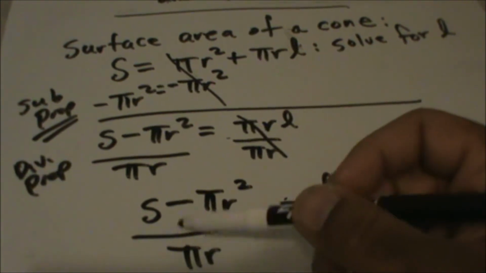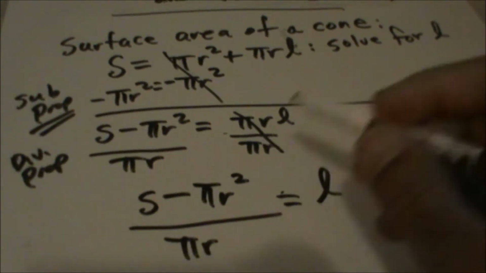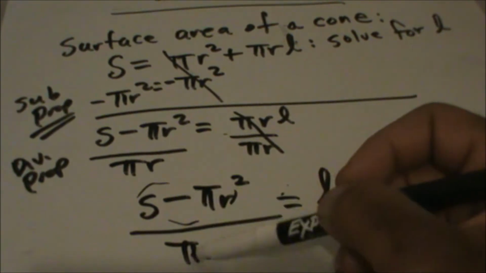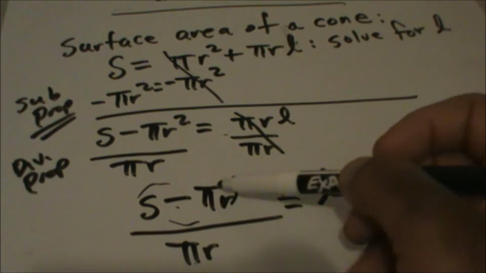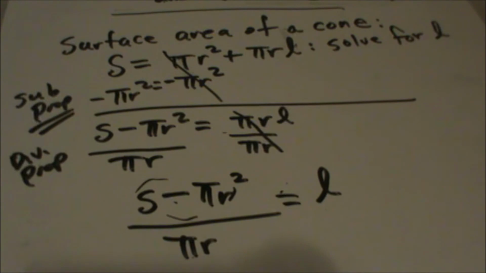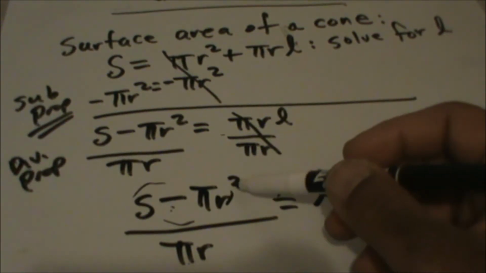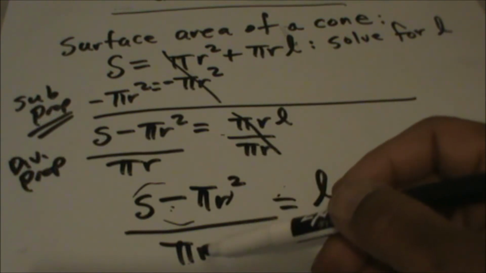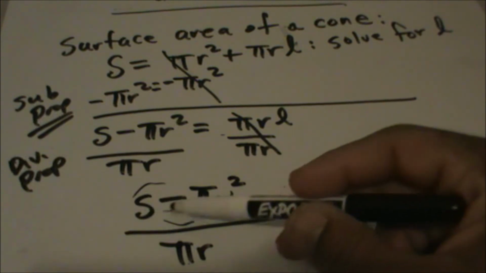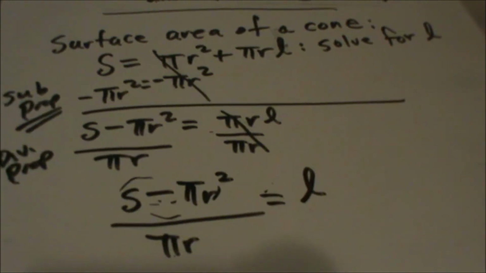Now, I know what you're thinking. Hey, this is positive, that's negative, they cancel, and you have r squared left. No, you can't do that. See, look, these two operations are different. You have S minus pi r squared over pi r. So they're two different terms. So you will not cancel, because it's joined by a subtraction sign, and also r squared and r are totally similar, but because of this operation, they're different. So you wouldn't cancel. So this is your final answer.